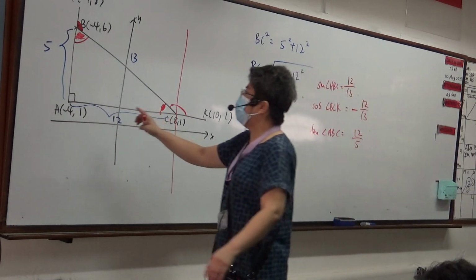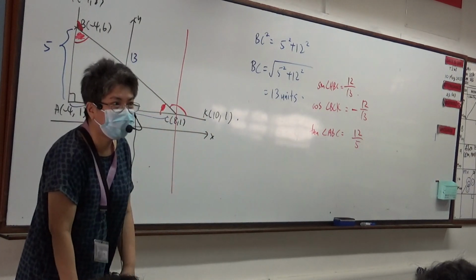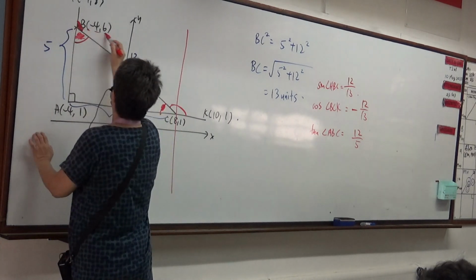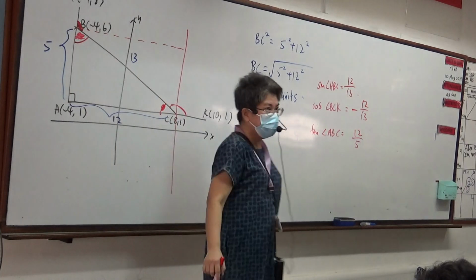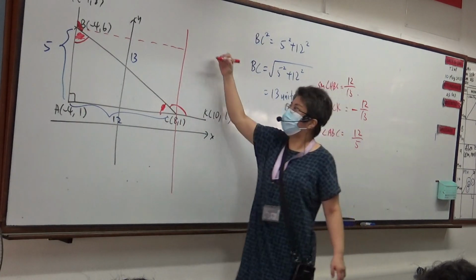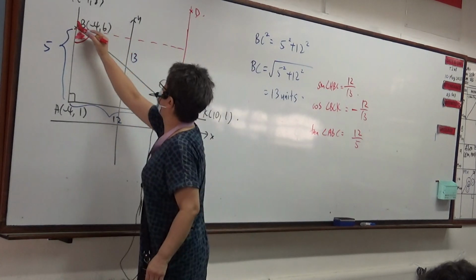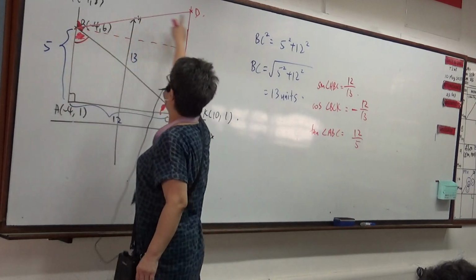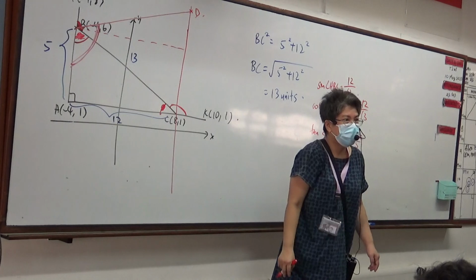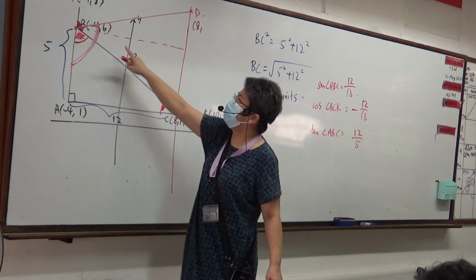Now, for cosine of angle ABD to be negative, it must be an obtuse angle, correct? Yes or no? Look at that. This is a right angle, right? It cannot be here, it must be above it. D should be somewhere above, so that, all of you look up, angle ABD is obtuse. Can you see it? Yes or no?